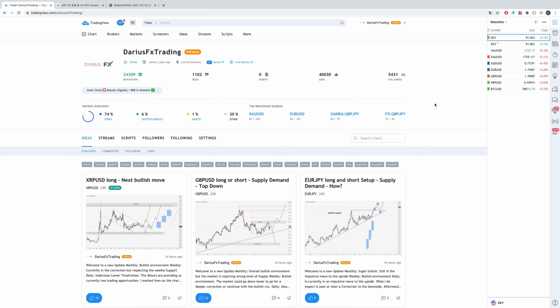Now, all those pairs that I have over here on my watchlist, guys, are correlated with the dollar index. This is why I'm going to start this video with the DXY, showing you the overall direction plus the short term, what I do expect from the dollar index. And with that information, we can make a better conclusion for the overall movements on the other pairs.